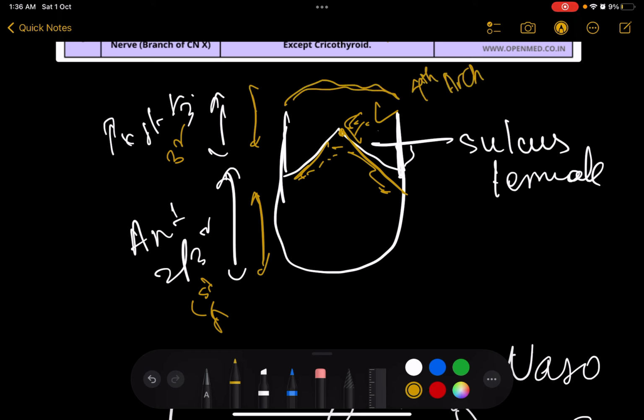Similarly, the nerve supply: here you have the lingual nerve and chorda tympani for taste. Here you would have your glossopharyngeal nerve for taste and sensation both, and from the fourth arch you would have your vagus nerve for taste and sensation both.